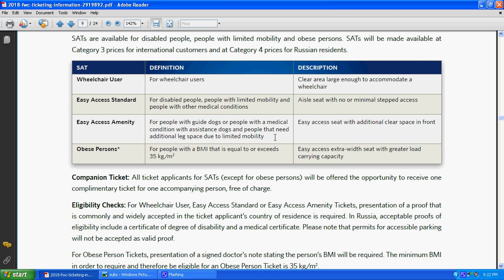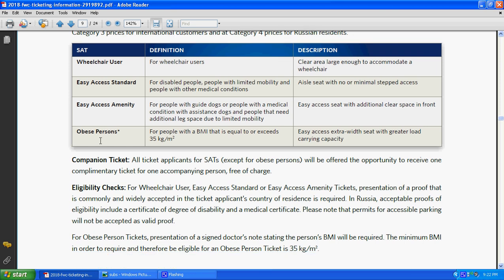And then there is a category for obese persons, for people with a BMI that is equal to or exceeds 35 kg per meter square. So if you are in any one of these categories, you can apply. You can't just apply, you need to prove to them that you fall into one of these categories. My understanding is that these category tickets are comparatively easier to get, and also a little bit cheaper than the regular general tickets that are available.